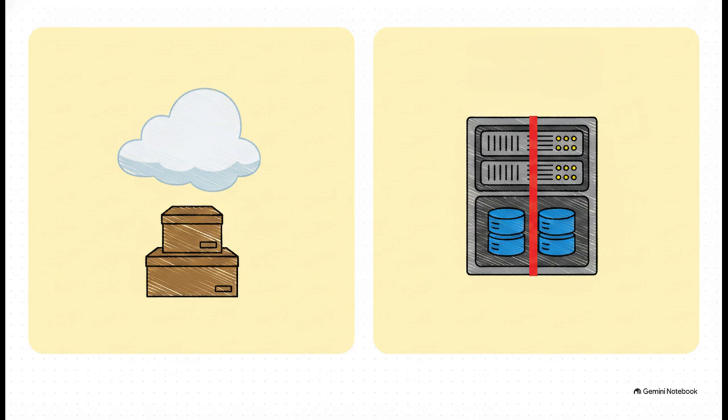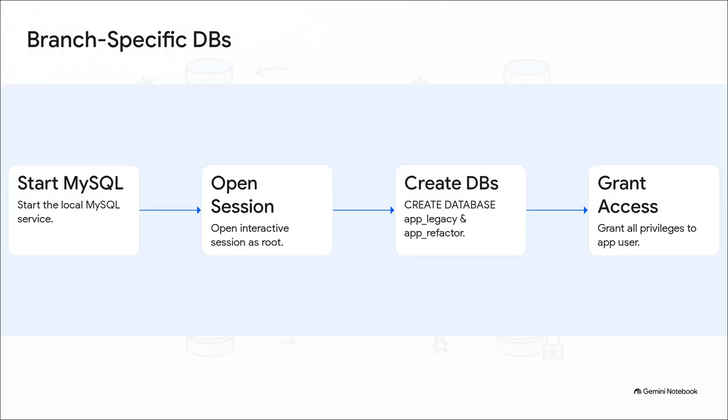You use one single local MySQL server, but you have it host two completely independent databases. Think app_legacy and app_refactor. This keeps your branches perfectly safe, their migration histories stay totally isolated, and it remains incredibly lightweight on your local machine. Let's look at exactly how to set this up. It's literally just a few steps. You start your local MySQL service, usually with Docker Compose. Then you open an interactive session as root. You run your standard create database commands for both app_legacy and app_refactor.